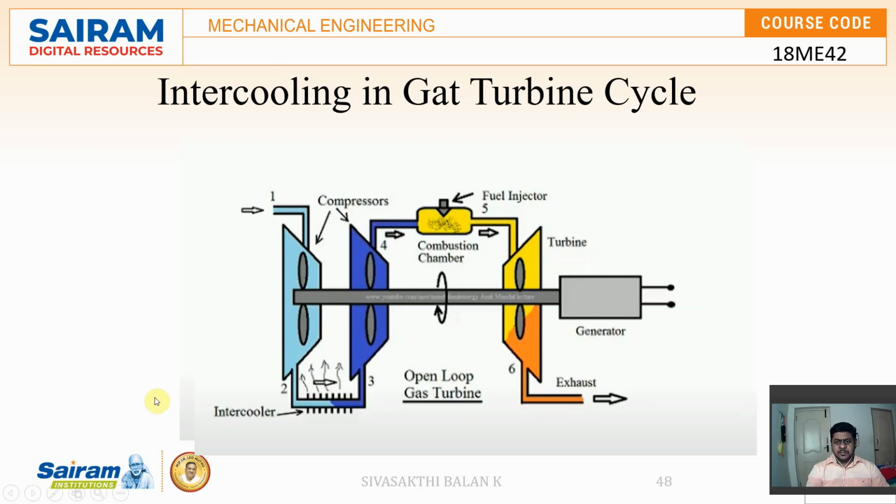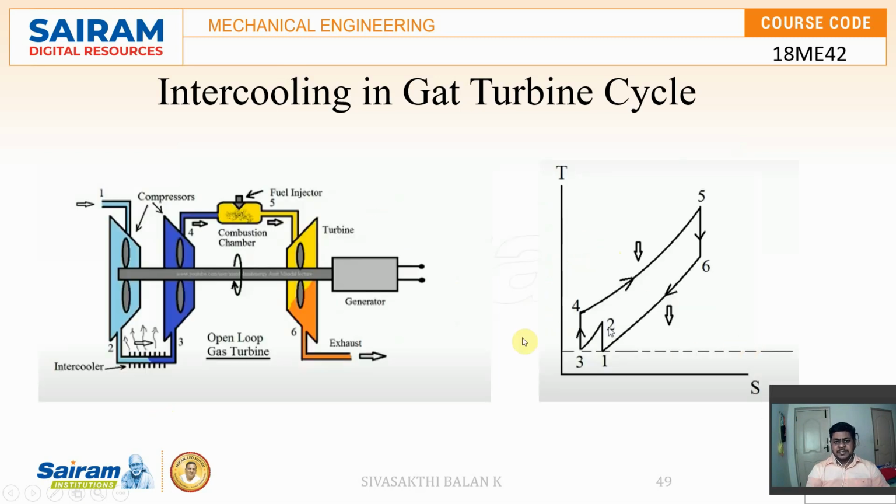This is how the intercooling gas turbine works. It is as simple as that. The processes between 4 and 5 as well as between 5 and 6 are almost similar to the simple open Brayton cycle. The only difference here is that we have extra compression. Instead of a single compression, two compressions take place. This we can easily understand in the TS diagram.